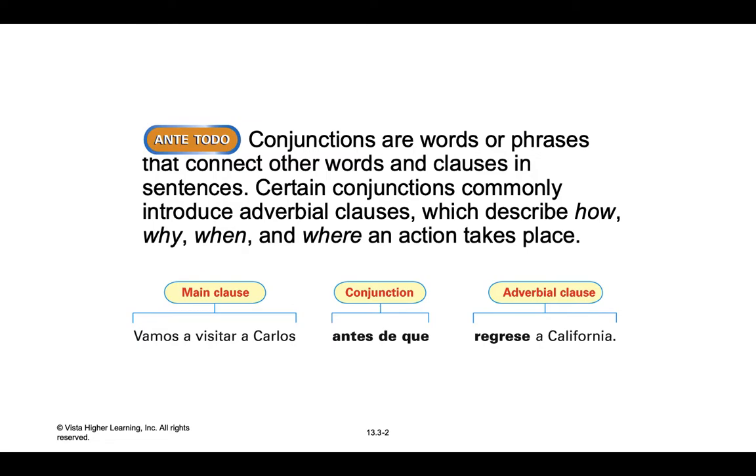So you can see conjunctions are words that connect, okay? So for example, antes de que is the conjunction because it connects the two clauses, the main clause and the adverbial clause. Vamos a visitar a Carlos antes de que regrese a California. Regrese is in the subjunctive.